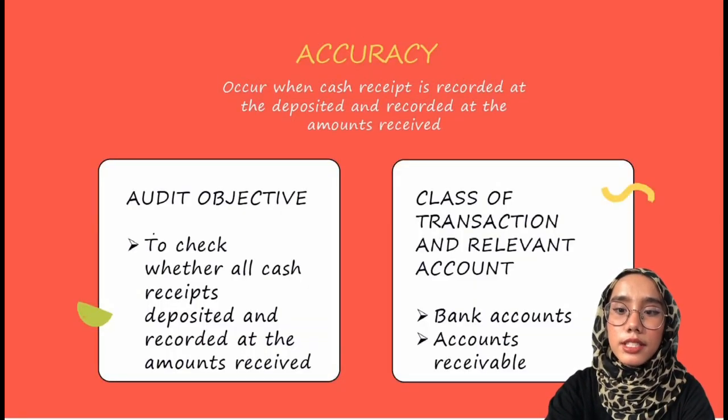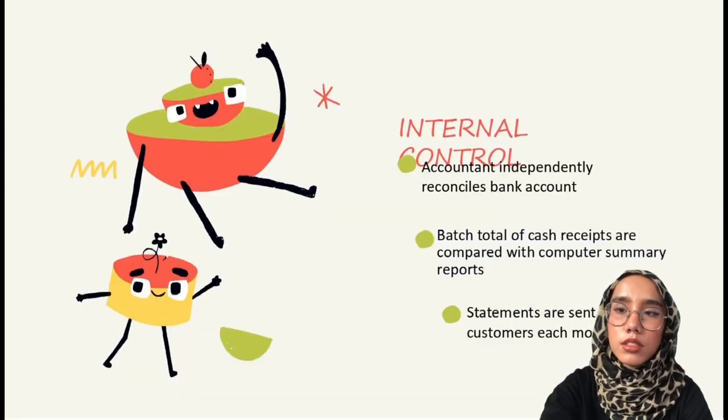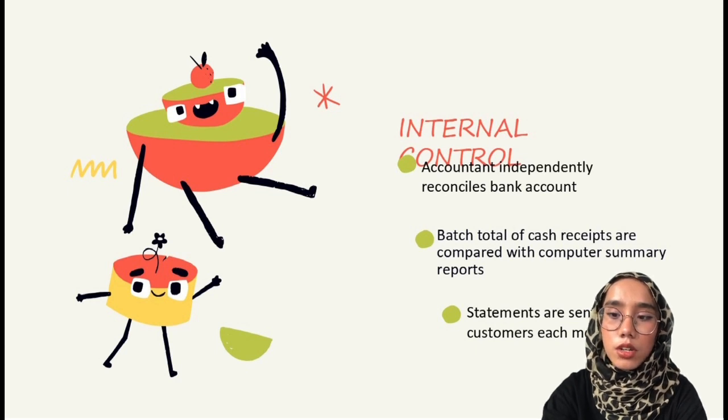Accuracy in cash receipts means that cash receipts are deposited and recorded at the amounts received. The audit objective is to check whether all cash receipts are deposited and recorded at the amounts received. There are two types of class of transaction and relevant account, which are bank accounts and accounts receivable. There are three internal controls in cash receipts: the accountant independently reconciles the bank account, batch totals of cash receipts are compared with computer summary reports, and statements are sent to customers each month.